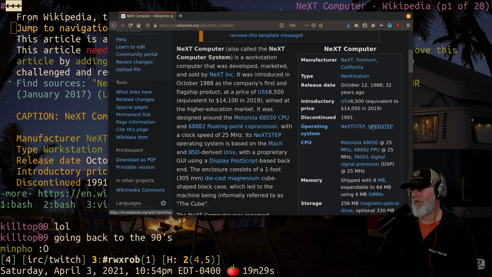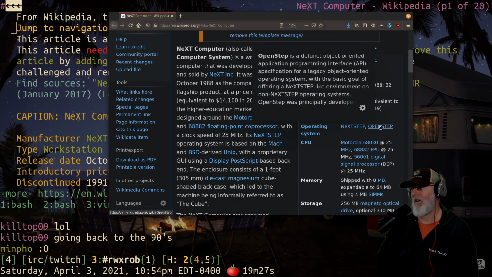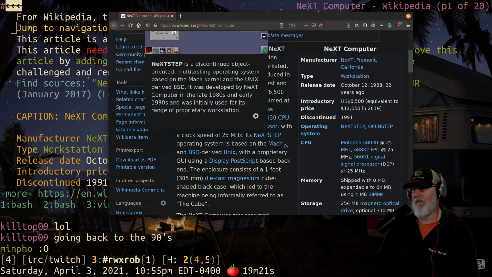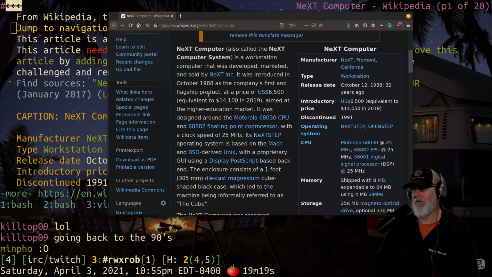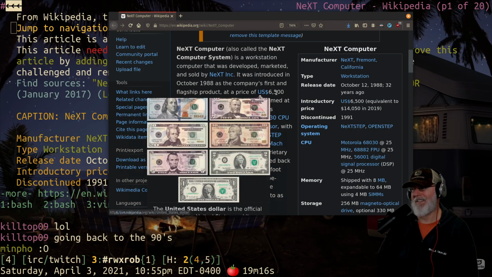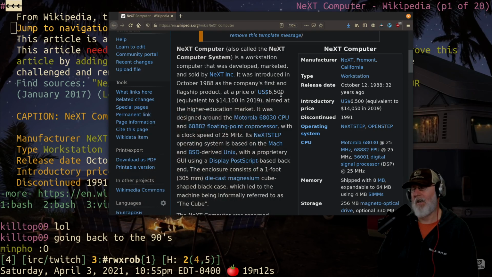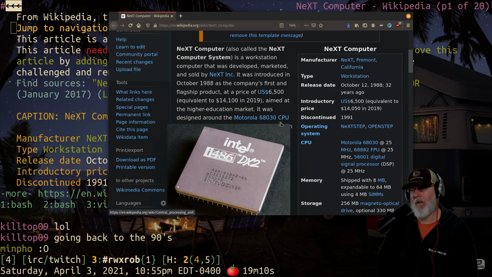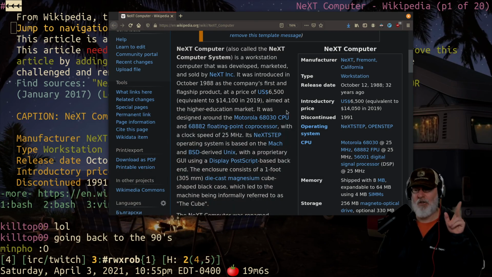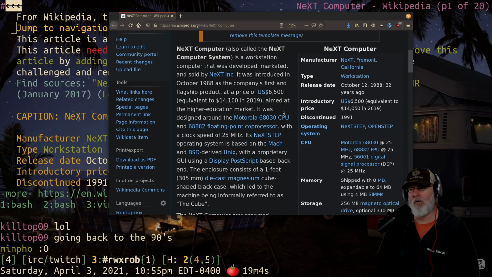So OpenStep, it used OpenStep. I have a feeling OpenStep was the original BSD derivative. So there it is. Next was introduced, selected for flagship product, $6,500. This was back in the time when workstations were the new thing, and they were more powerful.